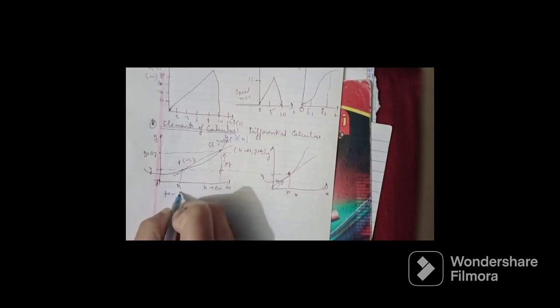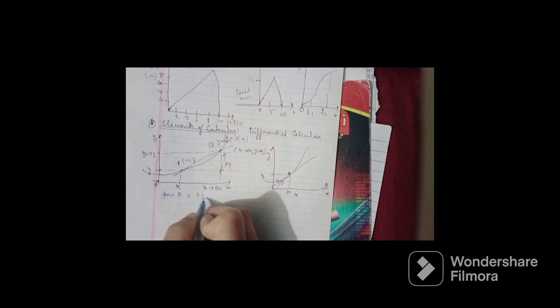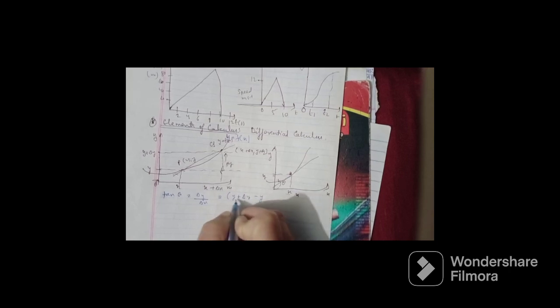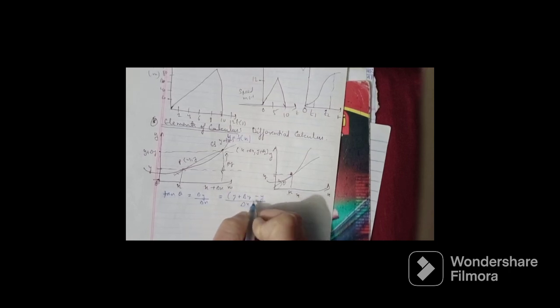So here you have to consider the point P on the curve y equals f(x), whose coordinates are x, y, and another point Q where the coordinates are x plus delta x, y plus delta y. The slope of the line joining P and Q is given as tan theta equals delta y upon delta x equals (y plus delta y minus y) upon delta x.